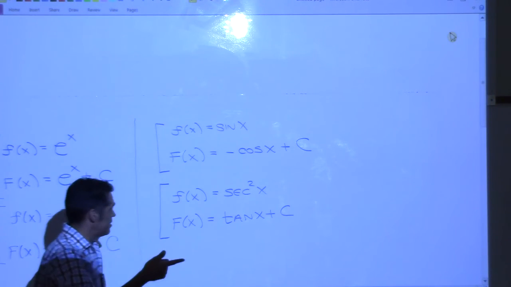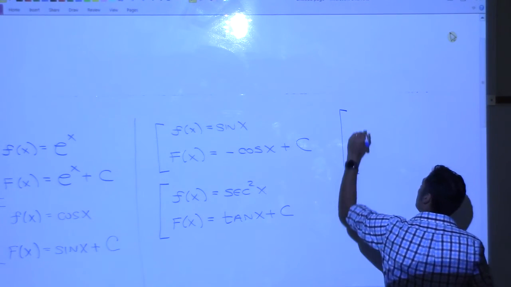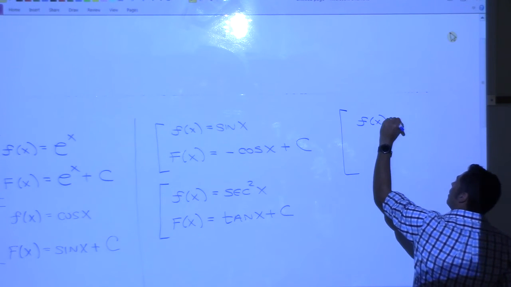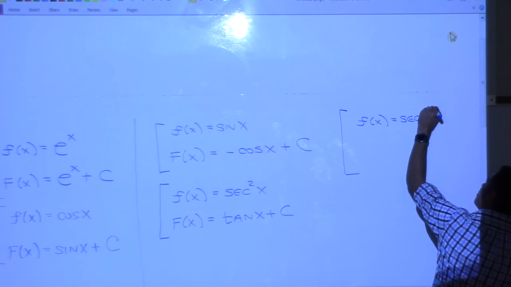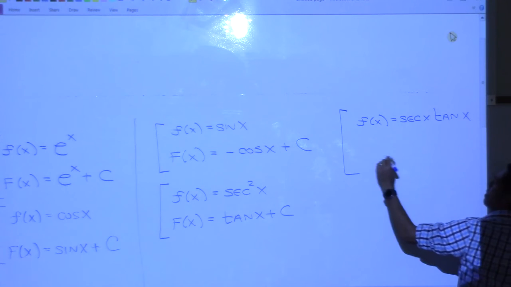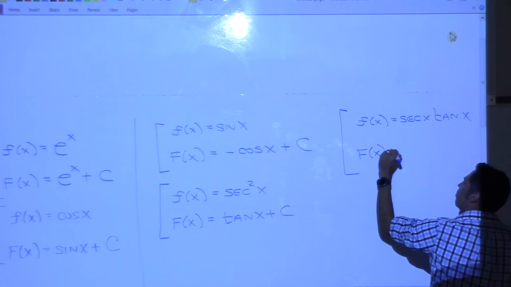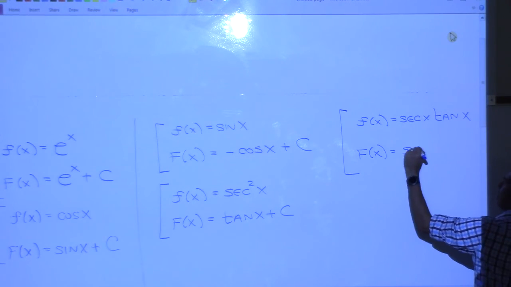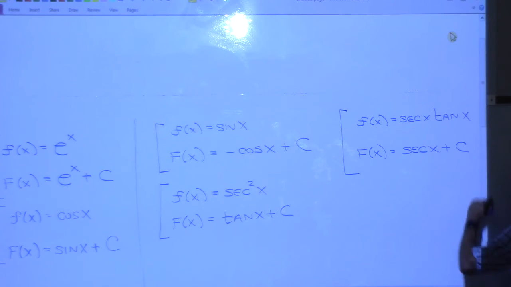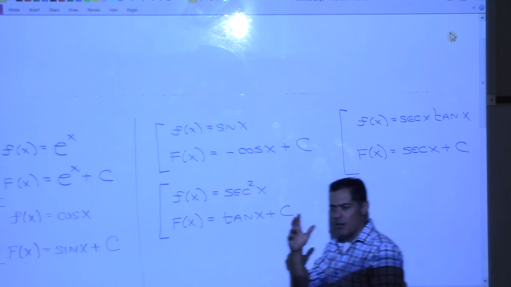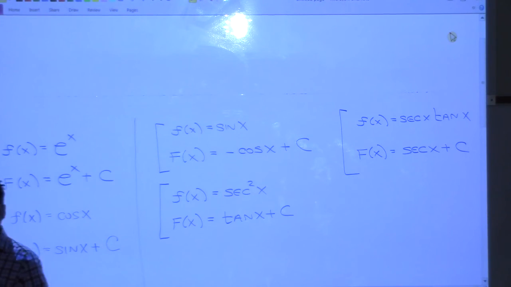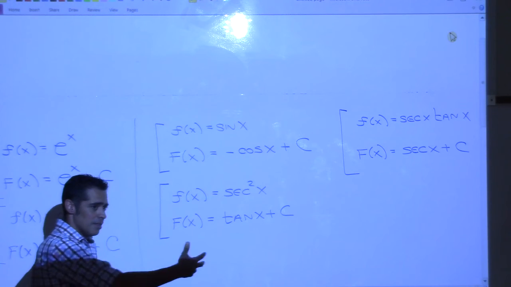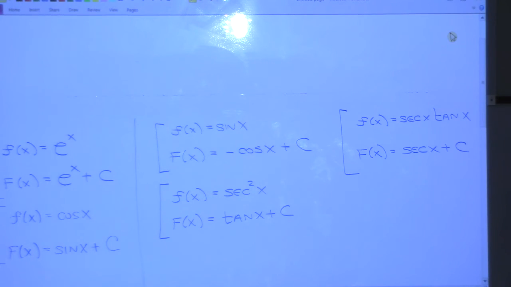Secant x tangent x. If little f of x is secant x tangent x, the antiderivative of that would be what? Secant x plus c. So do you see that all we're doing here is using what we already know about derivatives to figure out some antiderivatives that we already know, just walking in on day one into this topic? Any others that you know?